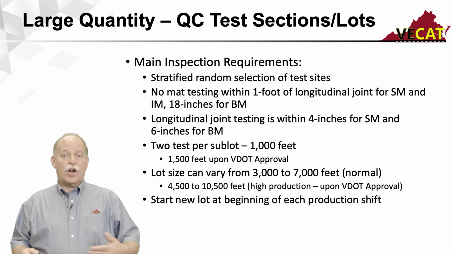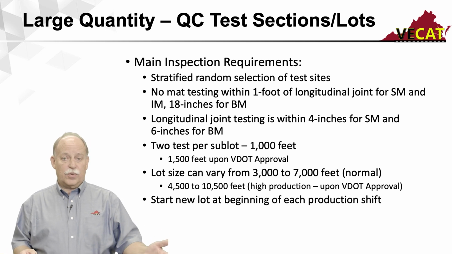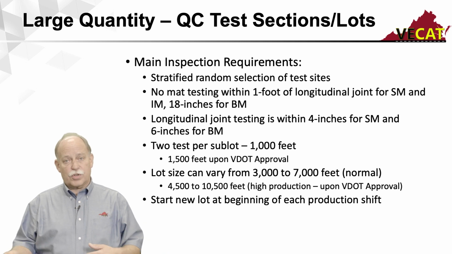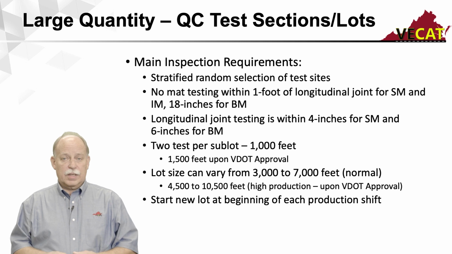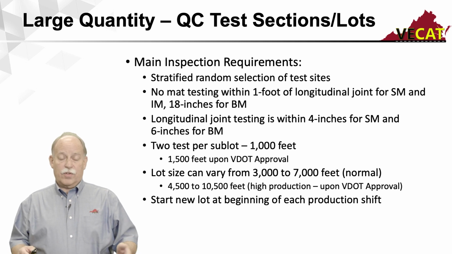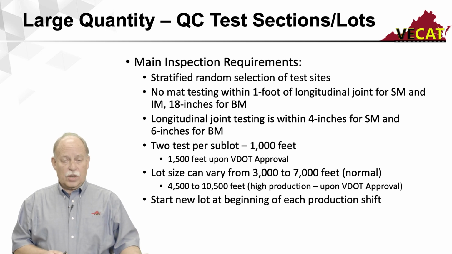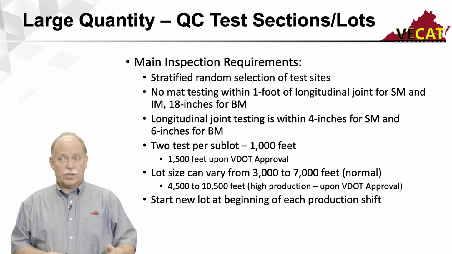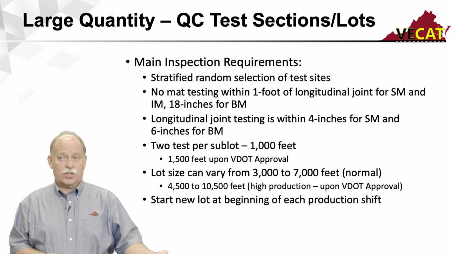There's things such as where you have to test. So when you're running a nuclear gauge, you don't want to run a test that's within a foot of the longitudinal joint for surface and intermediate, and within 18 inches for base mixes. For that longitudinal joint testing, however, now you are specifically trying to test that longitudinal joint, and you need to be within 4 inches of that longitudinal joint for the surface and intermediate mixes, and you need to be within 6 inches for base mixes.